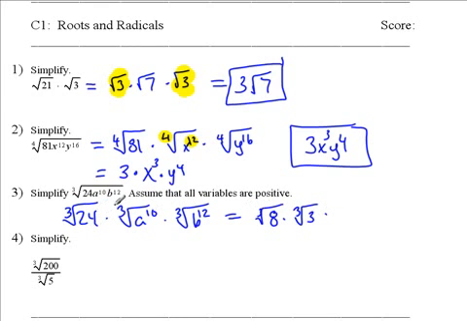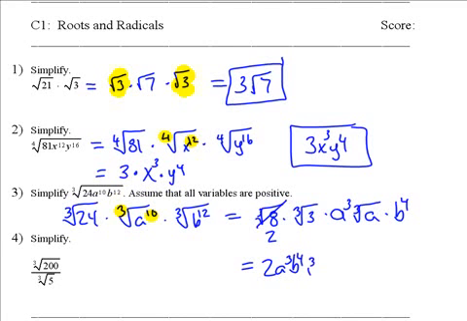The cube root of a to the 10th, again, I ask myself, how many times does 3 go into 10 evenly? The answer would be 3, so I get a to the 3rd. But I have 1 left over this time, and that 1 left over just stays inside. And then cube root of b to the 12th, that's b to the 4th, because 3 goes into 12 4 times evenly. The cube root of 8 is 2. So what do I have on the outside? I have a 2, a to the 3rd, b to the 4th, and still inside the radical I have a 3 and an a. So there's my final answer for number 3.